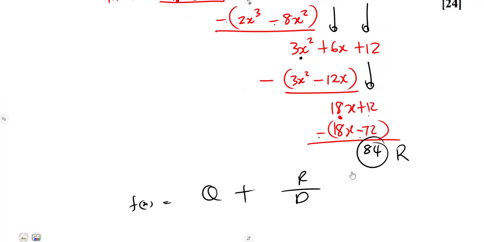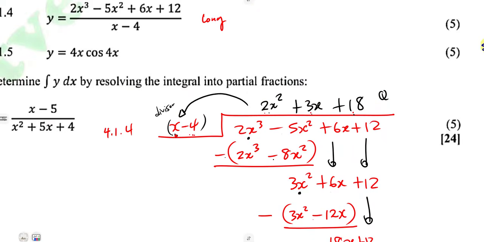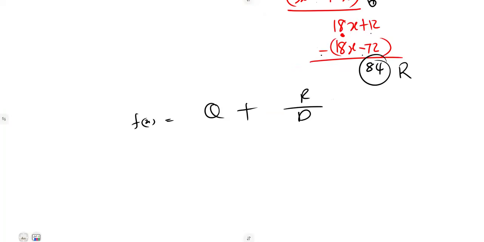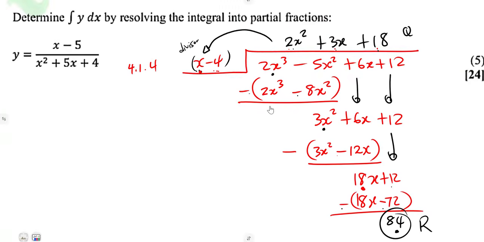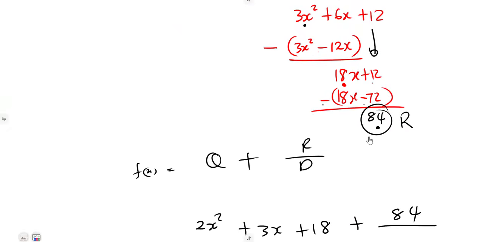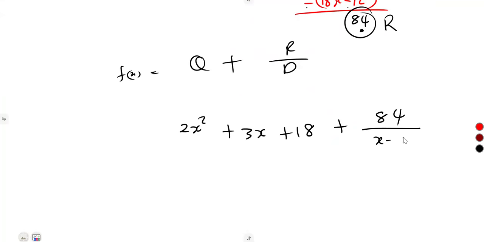So meaning to say, our quotient, this is the numerator as it is, this one. Take it as it is, the numerator. 2x squared plus 3x plus 18. All right, then we take our remainder, which is positive 84, over the divisor, which is x minus 4. So that's over x minus 4. So this is it. This represents our f of x, the function that we had originally.